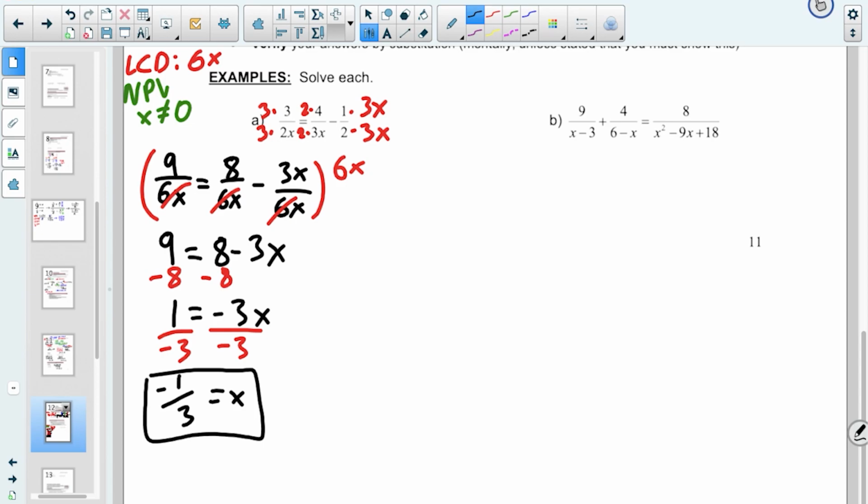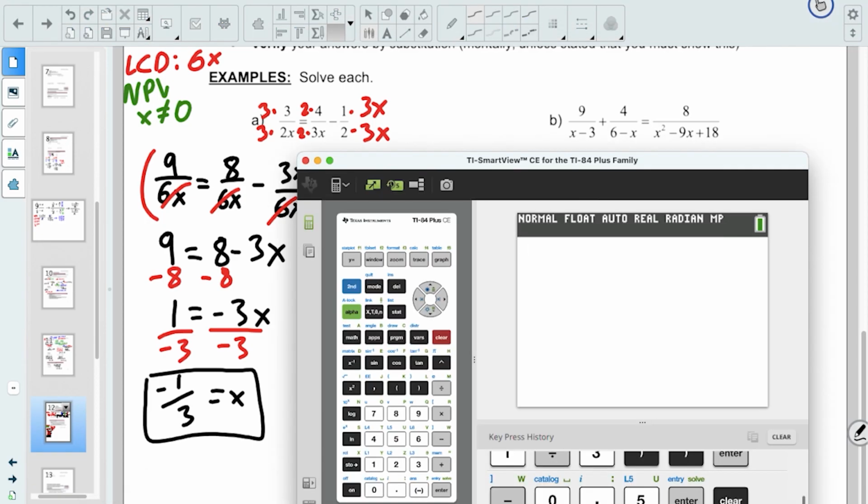And we can verify our work by plugging that negative 1/3 into our equation here. So maybe what I'll do is pull this up on a calculator. So again, just a quick little shortcut here. We can set our solution here, negative 1/3, we can actually store our answer as x.